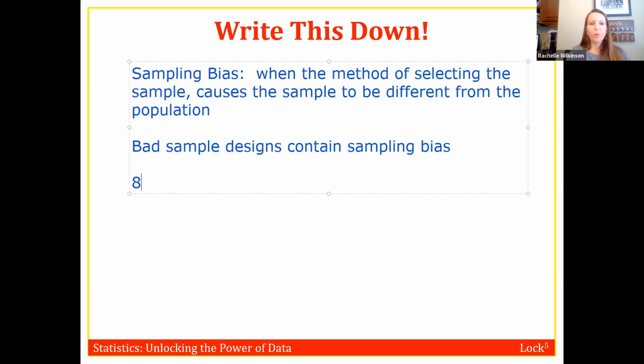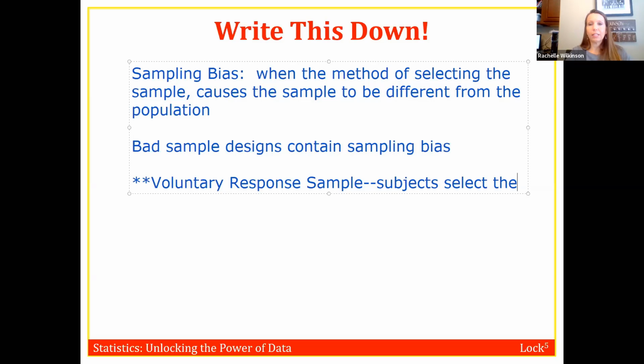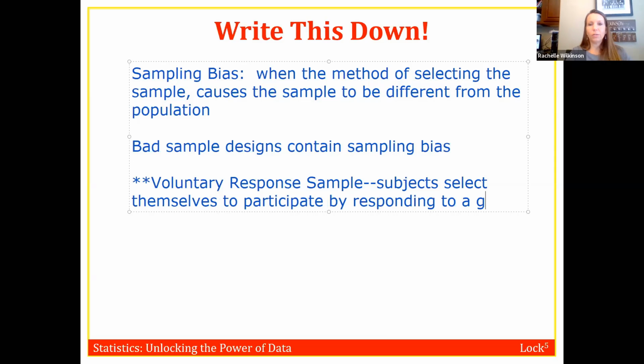Okay, so one example of a bad sample design is something that we call a voluntary response sample. In a voluntary response sample, subjects select themselves to participate by responding to a general appeal.